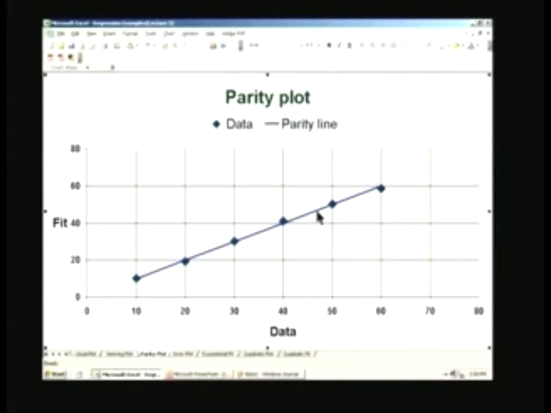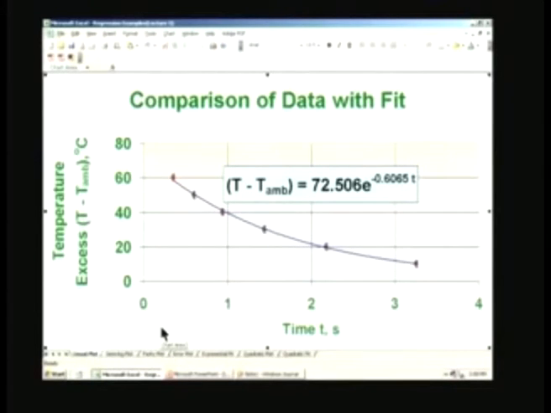And in fact, that 45-degree line, I have called the parity line. Parity line means the line of parity between the data and the fit. So, you can see from here that the points are all lying very close to the parity line, and therefore, the fit is a good representation of the data which has been collected. So, this is very important. Just to summarize, I can make a plot like this to compare the data and the fit.